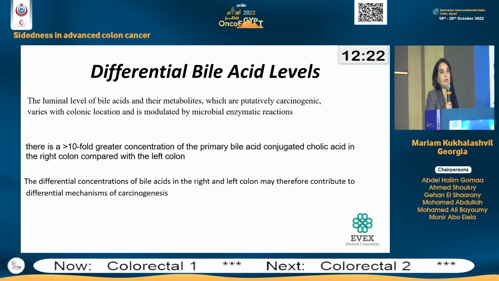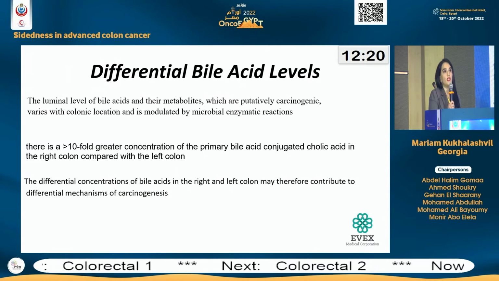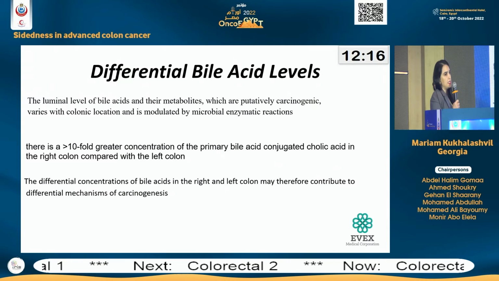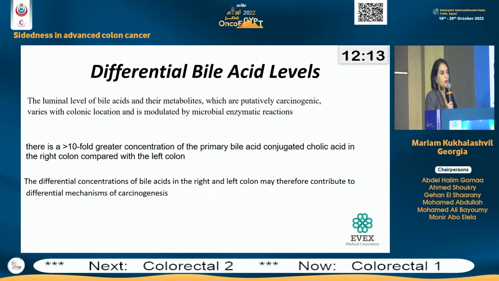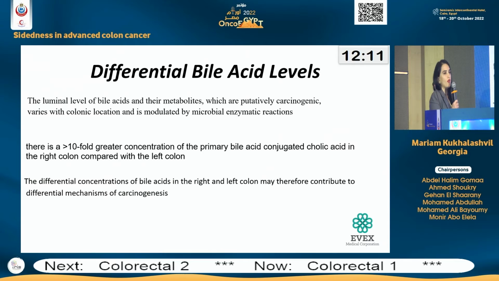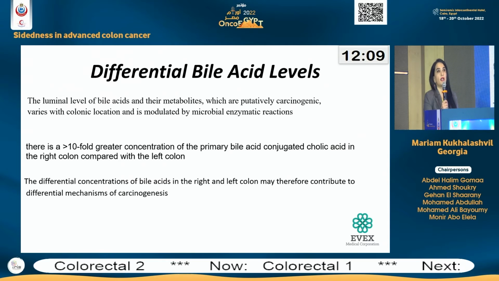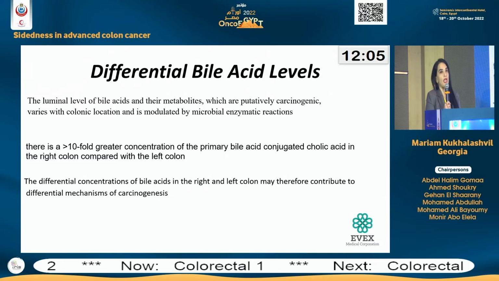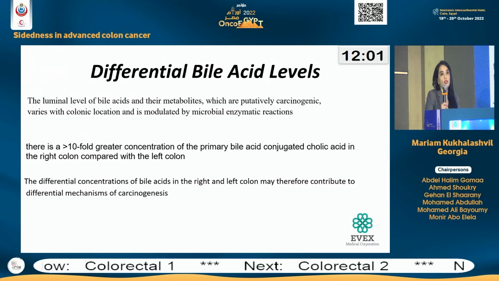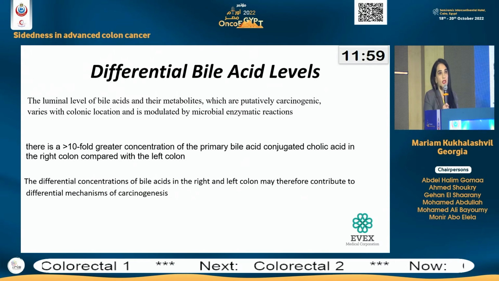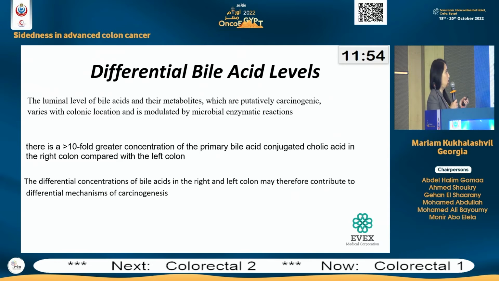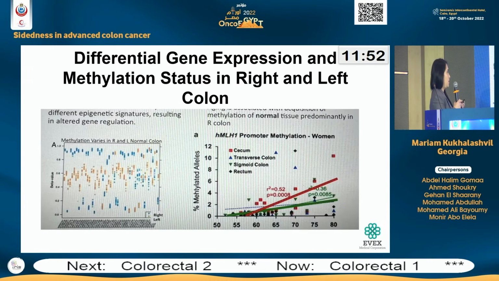The next difference is bile acid. We know that bile acid and its metabolite products have carcinogenic activity, and the concentrations of bile acid are different between the left and right-sided colon. And if we are talking about the different carcinogenesis between right and left-sided colon, one explanation could be this bile acid and its components.